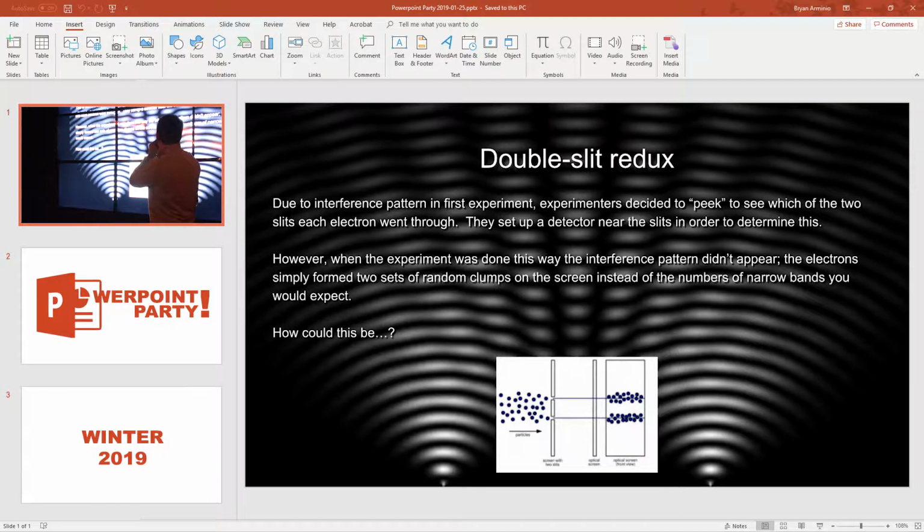However, when the experiment was done in this manner with the detector, the interference pattern did not appear. The electrons simply formed two sets of random clumps on the screen instead of the interference pattern you would expect. How could this be?